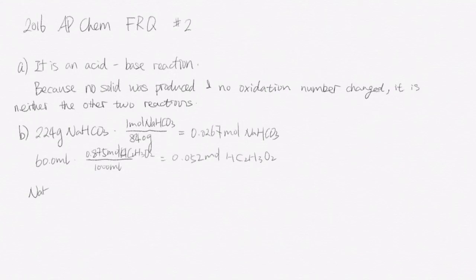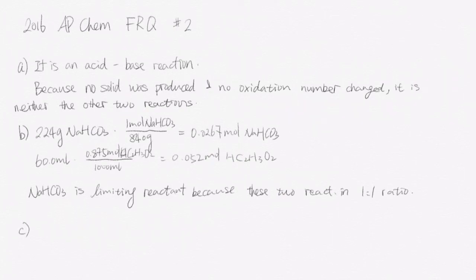HC2H3O2. So in this question, NaHCO3 is the limiting reactant because if these two solutions react together in a 1:1 ratio, NaHCO3 runs out first. Therefore, NaHCO3 is the limiting reactant in this question. Part C asks why the bubbling slows down as the reaction continues. Because as the reaction goes on, the reactants are consumed, so the concentration of the reactant decreases.